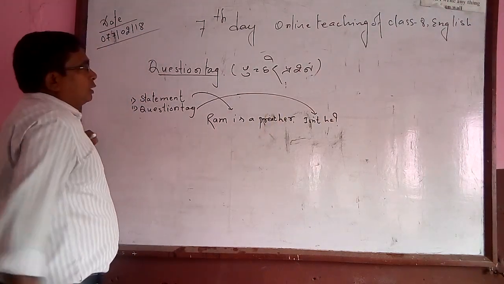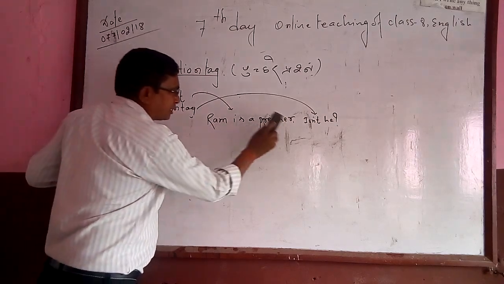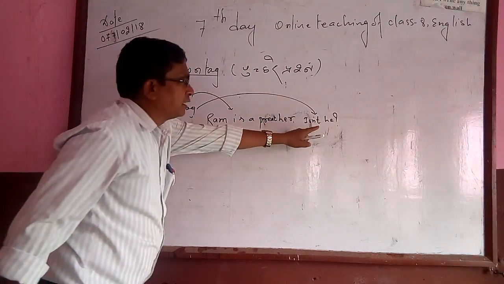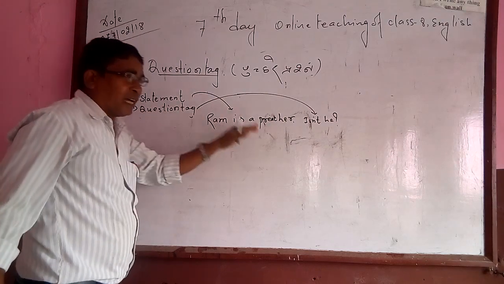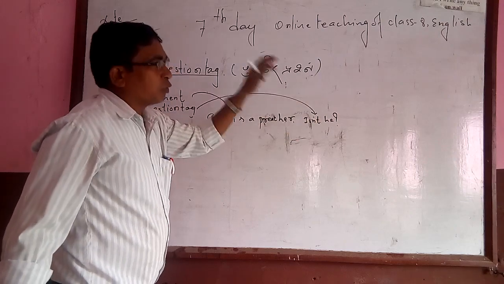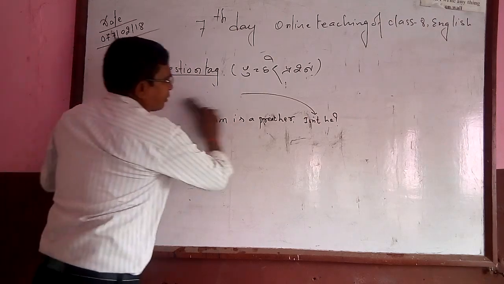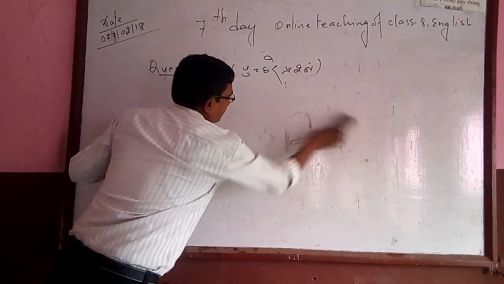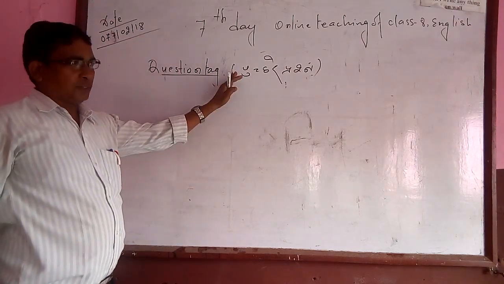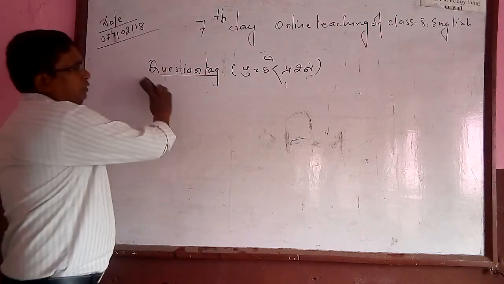So question tag has 2 parts, statement and the question tag. As you see, Ram is a preacher, isn't he? Ram is a preacher is the statement, and isn't he is the question tag. You will always have the statement and you are asked to write the question tag. How to write or use the correct question tag? Here I will keep some rules. Sometimes question tag is also known as a tag question or tell question. So tell question, tag question or question tag, don't be confused, the matter is the same.